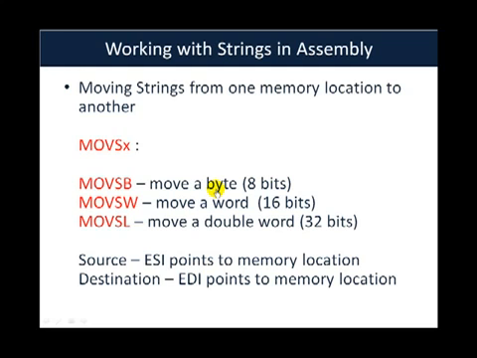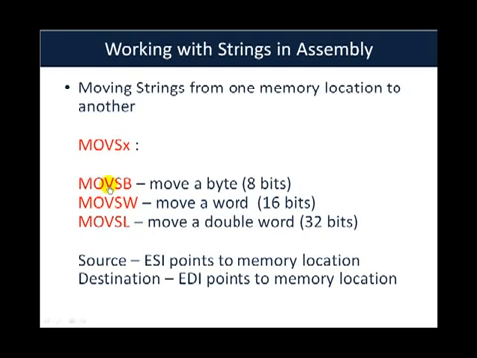Now there are three different kinds of instructions for MOVS. The first is MOVSB, which is to move a single byte. The other is MOVSW, which is to move a word, which is 16 bits. And then the final is MOVSL, which is to move a double word, or 32 bits.